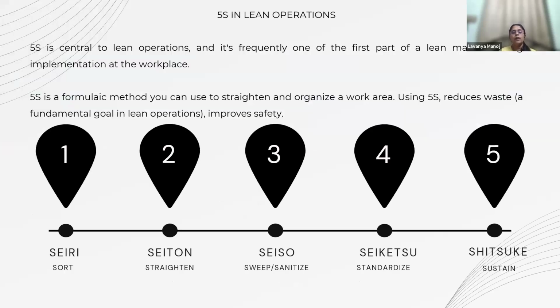So there are 5S in lean operations. Everything is in Japanese. First is Seiri, that means sorting out the problem. Seiton, straighten it. Seiso, sweep and sanitize, keep on cleaning. Seiketsu, standardize the procedures. Make it a standardization, make it a system. Everyone has to follow the system. Avoid waste.